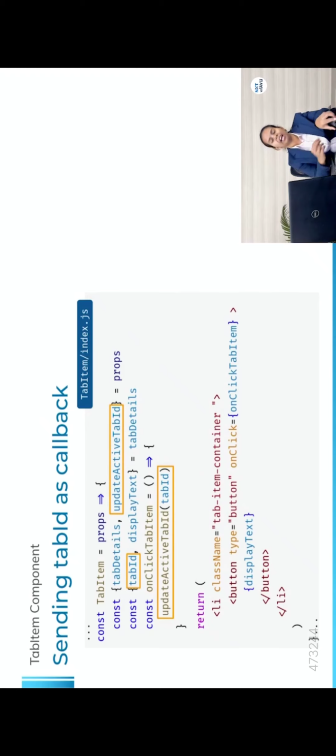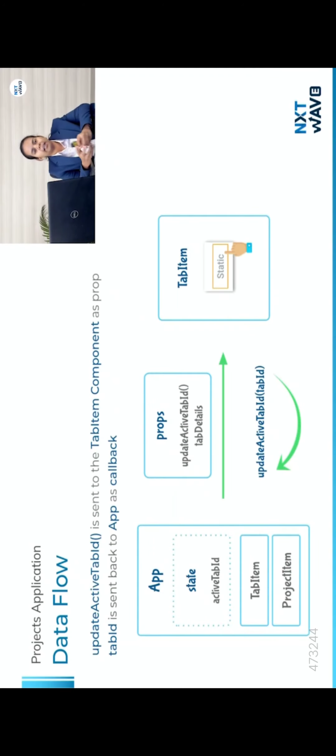So we have seen this, and we understood the flow that's happening here. Firstly, there's an app component in which we are displaying the tab items and the project items. In this, we have a state: active tab ID is the data present in the state. And to the tab item, we are passing the update active tab ID function, and also the tab details.